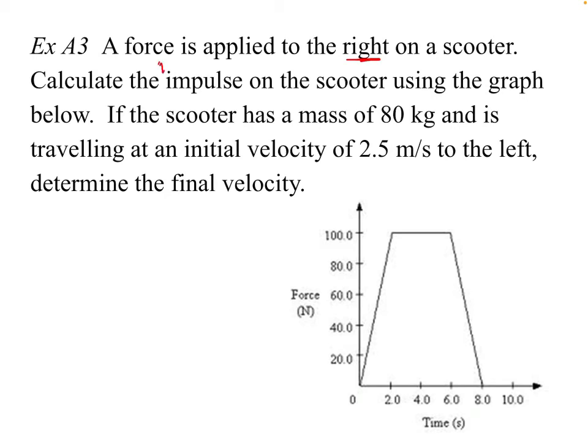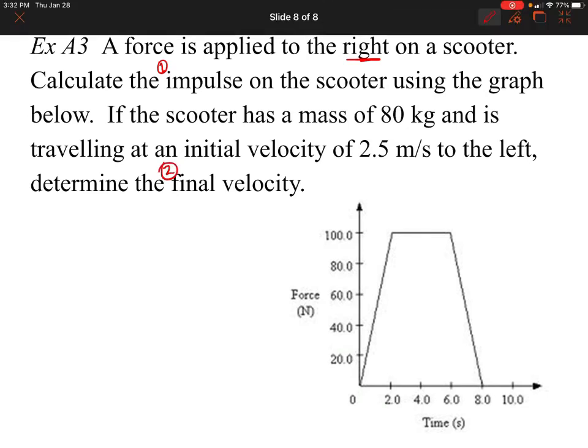Okay, so we're looking for actually two things. One, we're looking for the impulse, and then two, we're going to look for the final velocity. But let's find the impulse first because it's nice and easy. So one, finding the impulse. Well, we know that that's just going to be finding area.